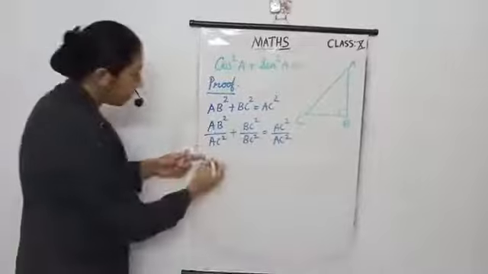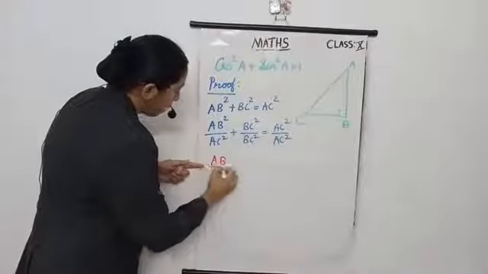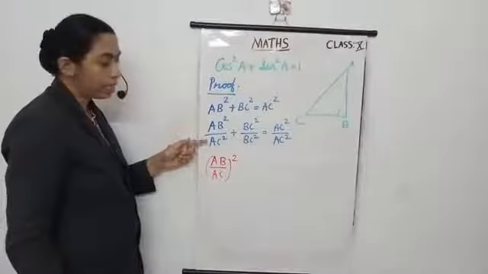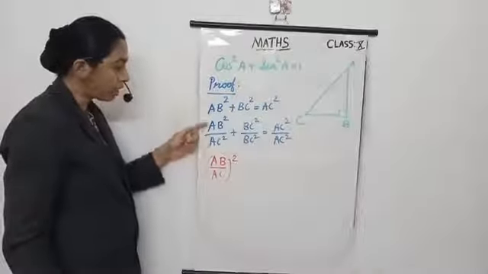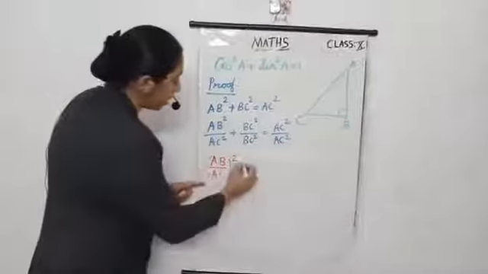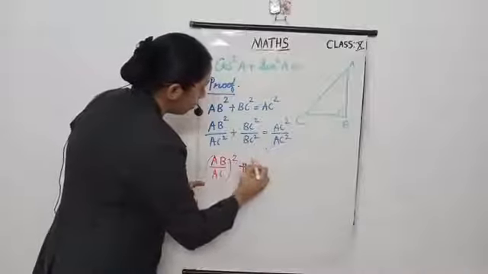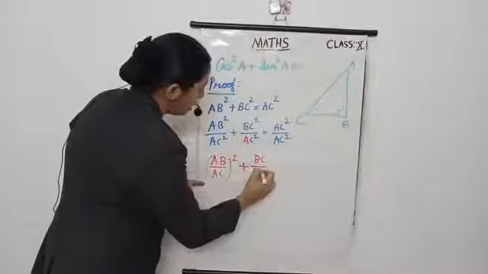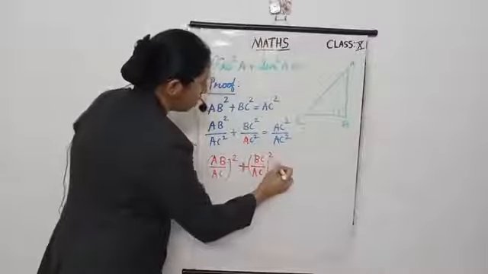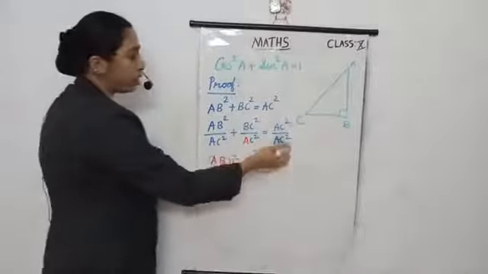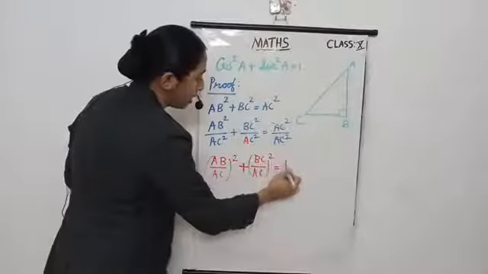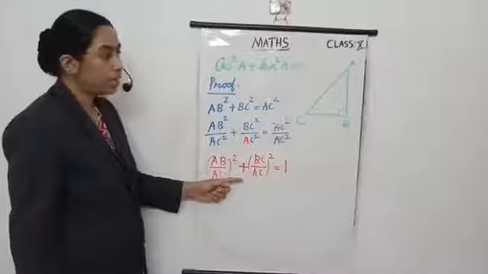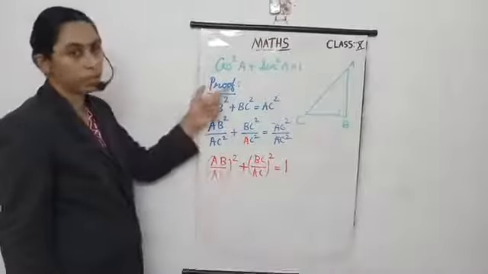Now this can be written like (AB by AC) all square, isn't it? AB square and AC square. So we can write this like (AB by AC) all square plus this is also (BC by AC) all square equal to AC square by AC square. We can cancel this and we get here 1. Now listen, AB by AC and BC by AC, now this is connected with cos and sin.